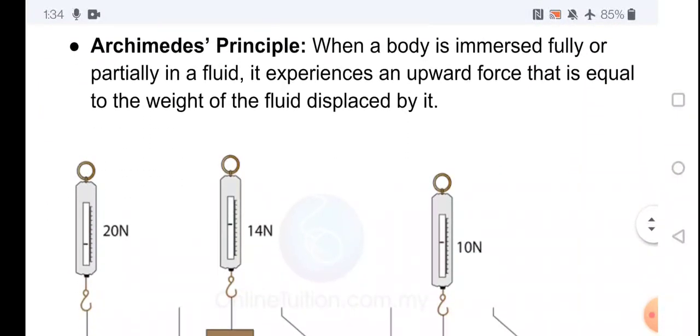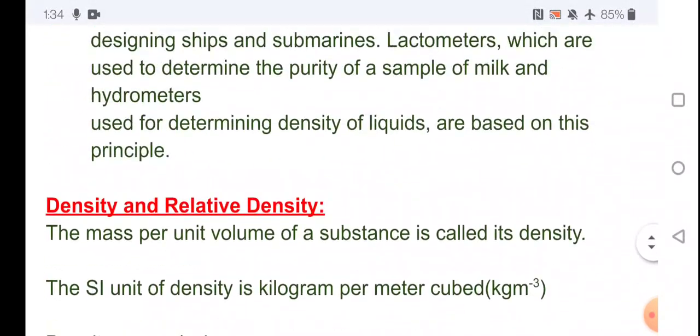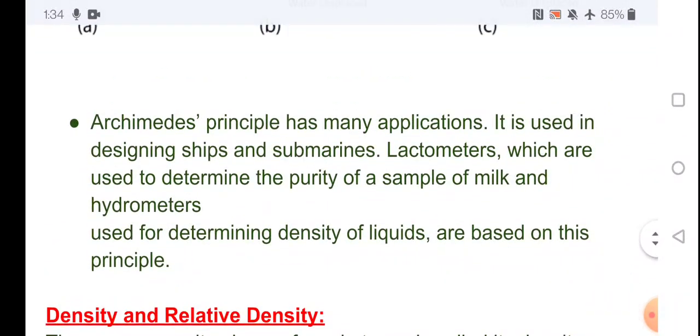Next, Archimedes principle. When a body is immersed fully or partially in a fluid, it experiences an upward force that is equal to the weight of the fluid displaced by it. This is known as the Archimedes principle. There are many uses of Archimedes principle. Based on the Archimedes principle, lactometers and hydrometers are constructed, and the designs of ships and submarines are also based on the Archimedes principle.